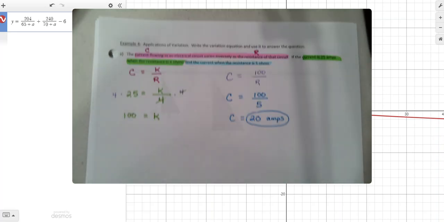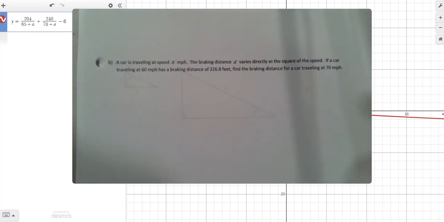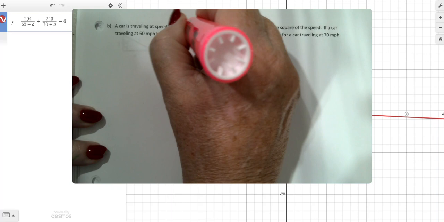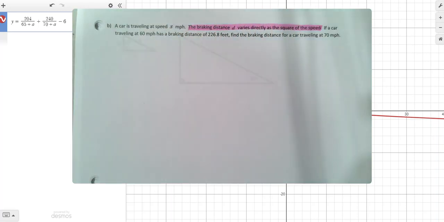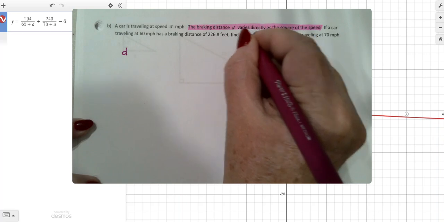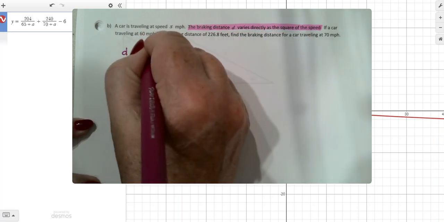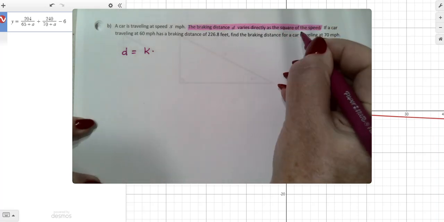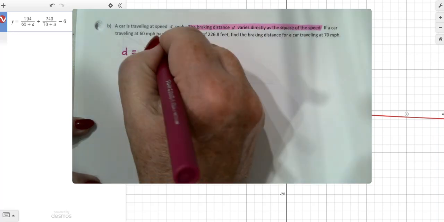All right, let's give another one a try here. A car is traveling at a speed of S miles per hour, and they tell me the braking distance D varies directly as the square of the speed. So there's the description of my variation equation right there. My braking distance D varies directly, so that equals K multiplied by something, and it's the square of the speed. So speed is S, this is going to be S squared.